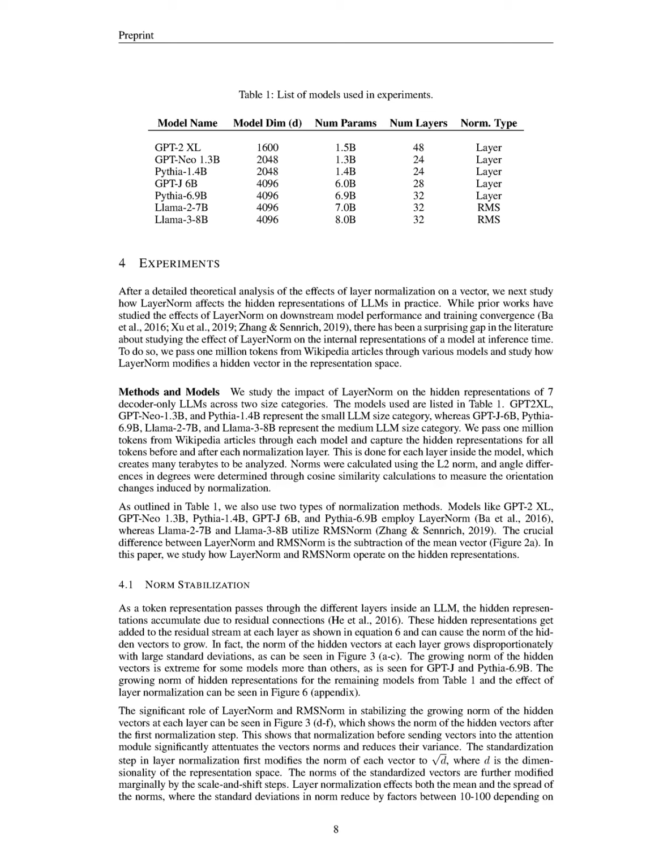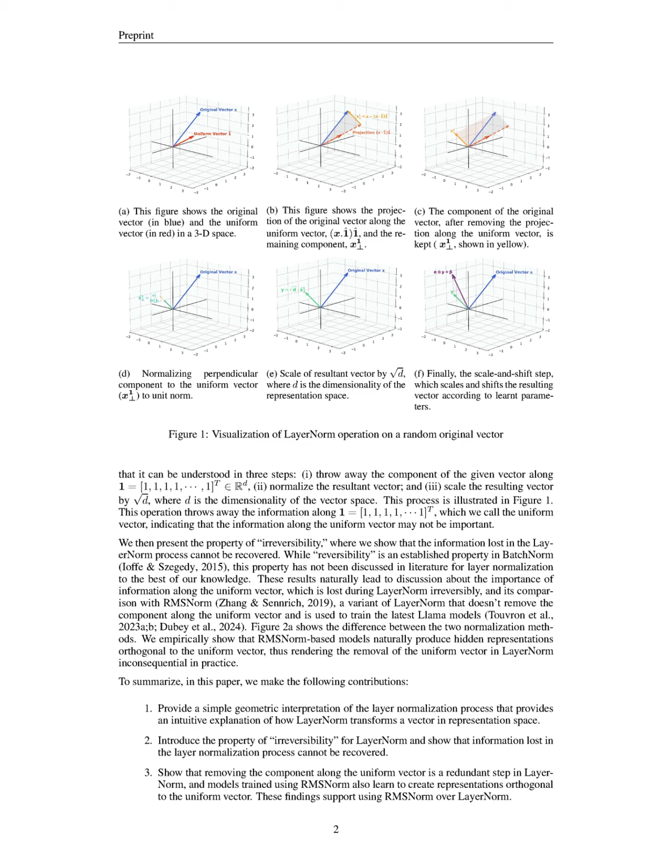Additionally, the experiments show that LayerNorm effectively stabilizes the growing norms of hidden vectors in large language models, LLMs, but the authors argue that RMSNorm achieves similar performance without the drawbacks of irreversibility. These findings support the author's claim that RMSNorm may be a superior alternative to LayerNorm, as it retains more information while still stabilizing the model's hidden representations.